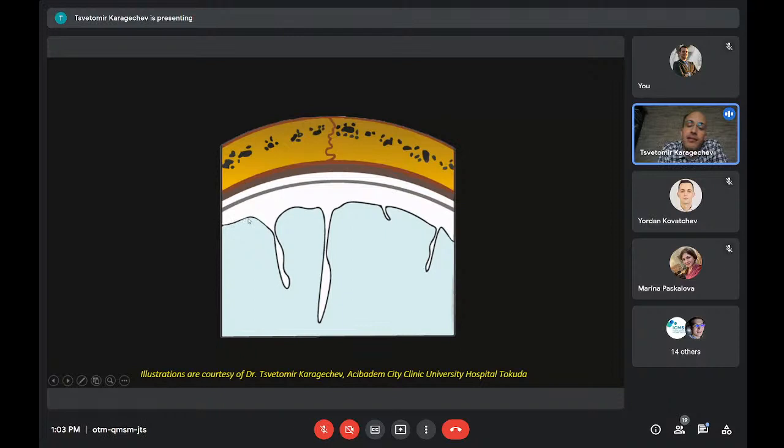The last layer is the pia mater, and the pia mater is actually inseparable from the brain cortex. Everything deep to the pia mater will be intraaxial or intraparenchymal. Everything outside of the pia mater will be extraaxial.